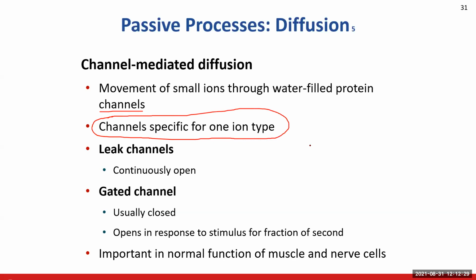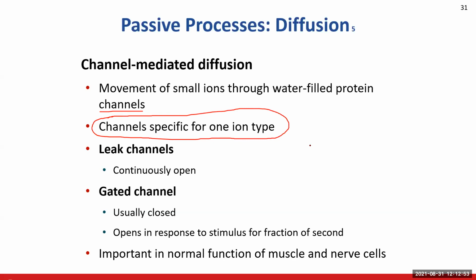Sodium, for example. So if we have what we call a sodium channel, that means that only sodium can go through. Calcium can't go through. Potassium can't go through. Chloride can't go through. So they are specific for one type of ion. You need to understand that.